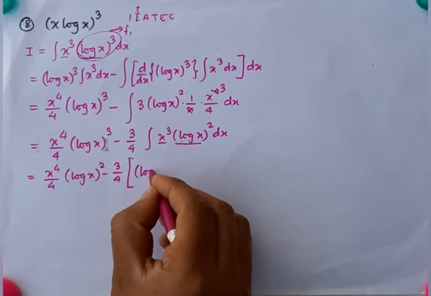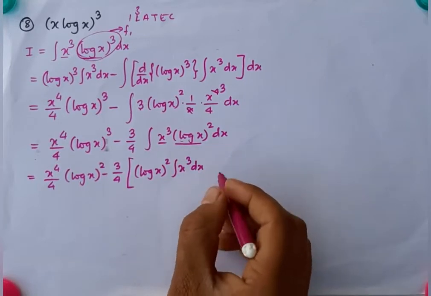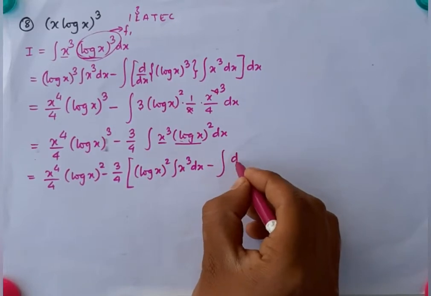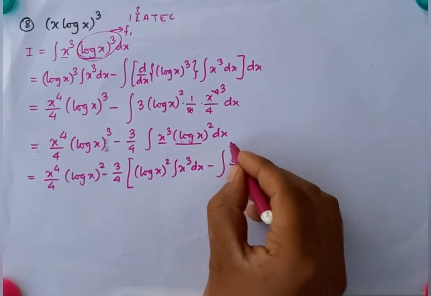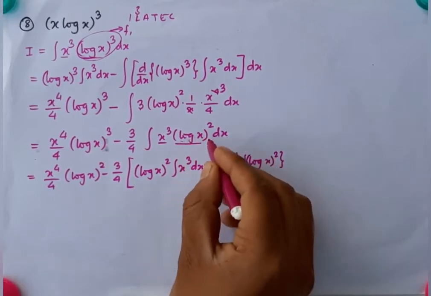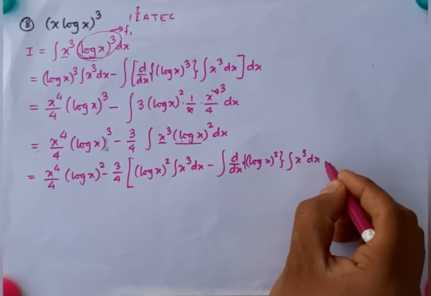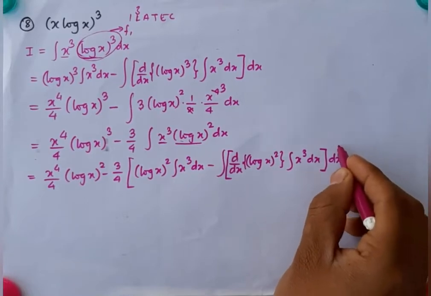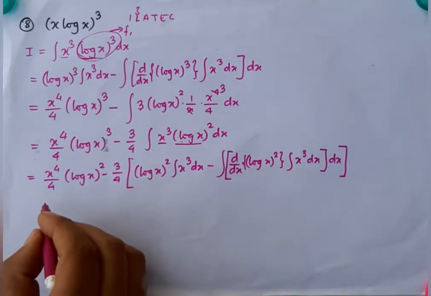So in that case, this becomes log x square integral of x cube dx minus integral of differentiation of this now. Okay, so let me not put any bracket. So differentiation of log x whole square. Yes, we need to differentiate this. Integral of now x cube, again x cube dx. Yes, so okay, we need to put bracket. You cannot escape from here. Okay, so this is elongating now. You will get one more integration by parts.